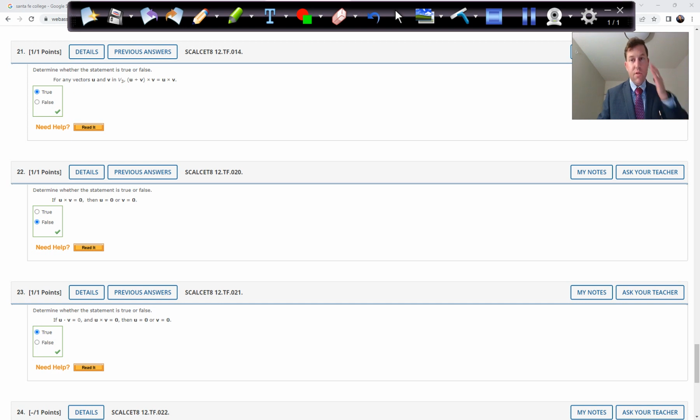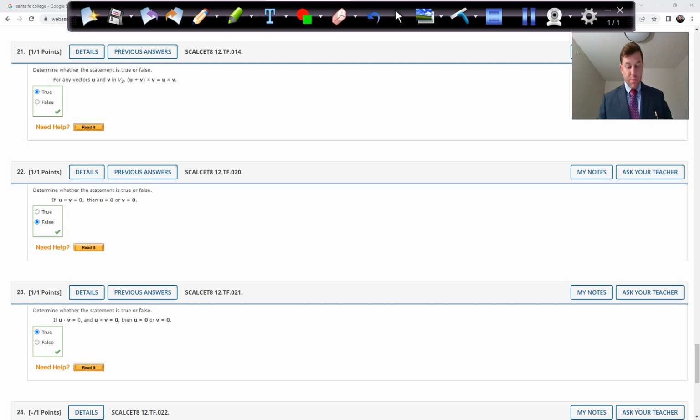For 22, it says if the cross product is 0, then either u is 0 or v is 0. This is just like we saw last time. Just because you get 0 out does not mean that your vectors are zeros, because the numbers could line up in such a way that you get some negative, some positive. They could all cancel each other out, and you could get zeros out. So this one's false. 23, if the dot product is 0 and the cross product is 0, then u is 0 or v is 0. So this one actually is true.